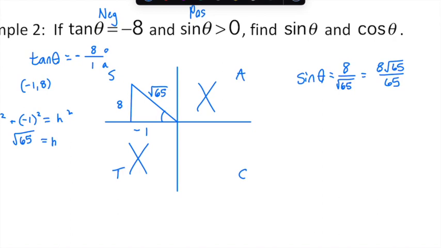What about the cosine ratio? What would it look like unsimplified? Root 65 over 8. Yeah, -1. Start with -1 over root 65, and then rationalize: negative root 65 over 65.